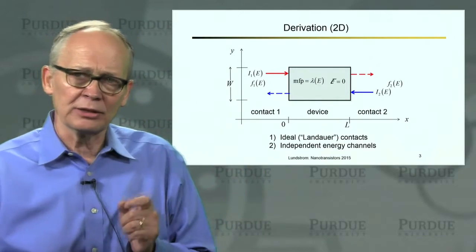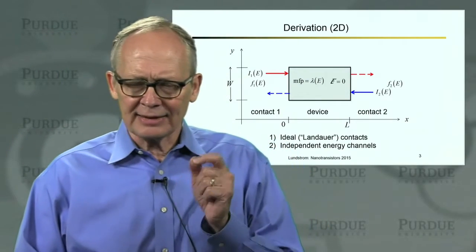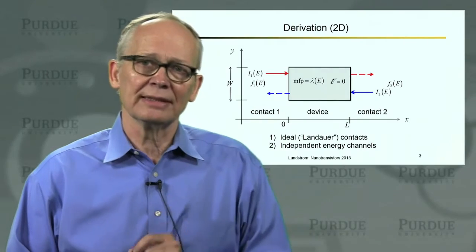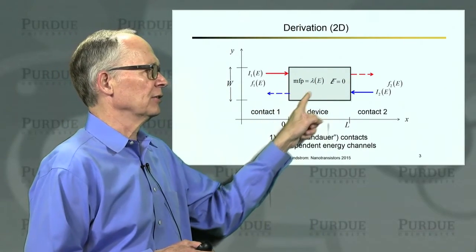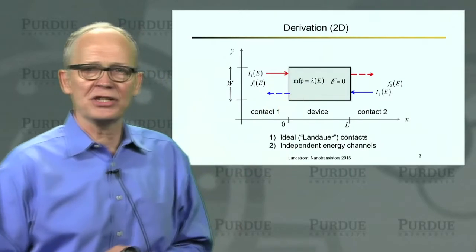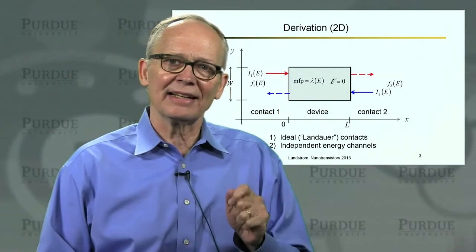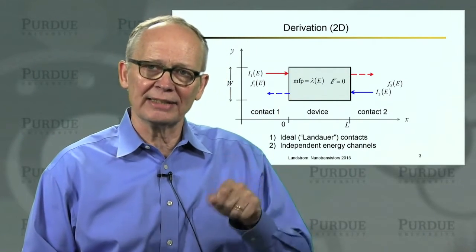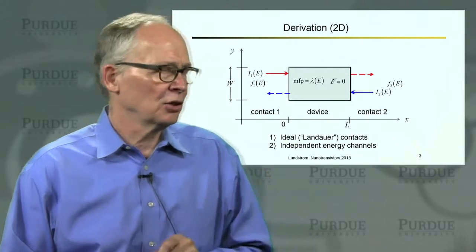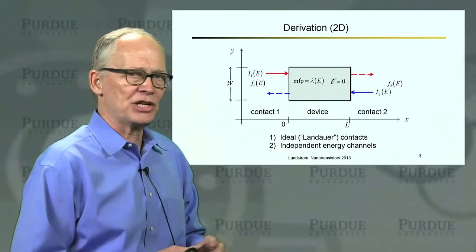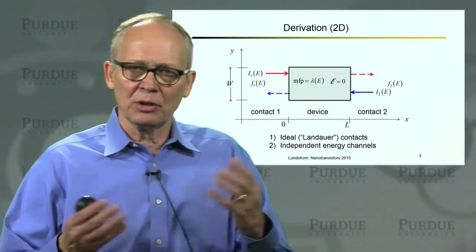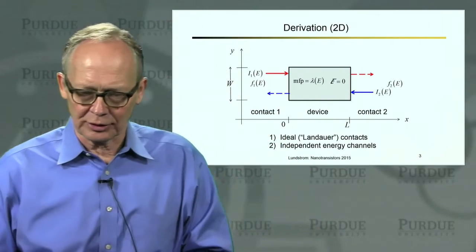We're also going to assume that as electrons travel through this nano device, they travel in independent energy channels. If it enters in one energy, it doesn't undergo an inelastic scattering event, which would change its energy to another channel. So we're simply going to treat each energy as an independent channel for current to flow, and then we'll add them all up at the end to get the total current.